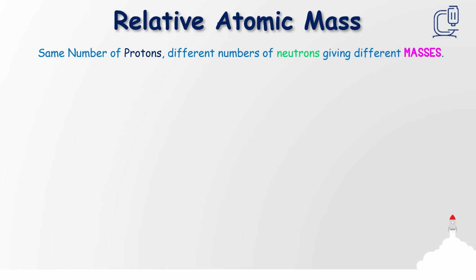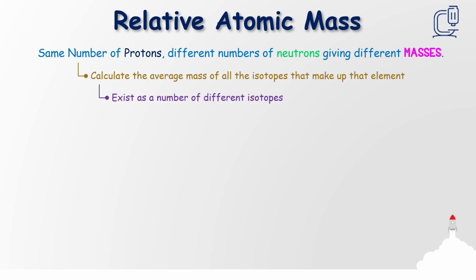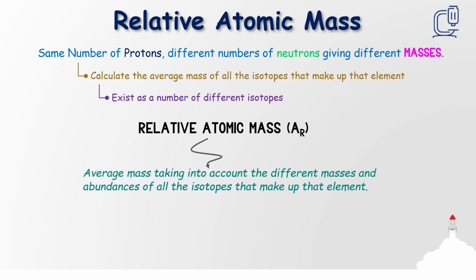Let's discuss relative atomic mass. As we have seen, isotopes have the same number of protons but different numbers of neutrons, giving rise to different masses. As we have different masses, we need to be able to calculate the average mass of all the isotopes that make up that specific element. As many elements can exist as a number of different isotopes, we use a term called relative atomic mass, which is represented by the symbol A subscript R, instead of the mass number when we refer to the element as a whole. In summary, this is an average mass taking into account the different masses and abundances of all the isotopes that make up that element.